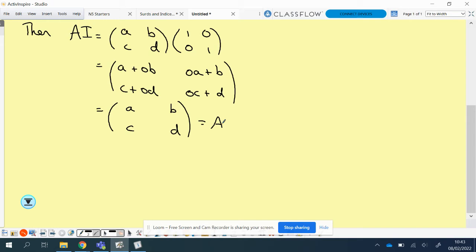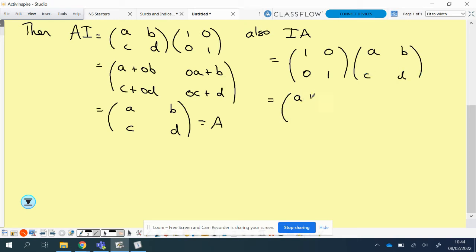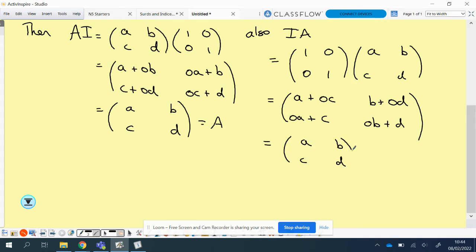Also, what we'll now do is I times A, because we know matrix multiplication isn't commutative, it doesn't work all the time when you switch the matrices around. So let's see if it works for this here. That's going to be 1, 0, 0, 1 multiplied by A, B, C, D. That's going to give me A plus 0C, then the next one's going to be B plus 0D. Second row into the columns, so that's 0A plus C, and then 0B plus D. And again, if you simplify, you end up with A, B, C, and D, which again is your matrix A.